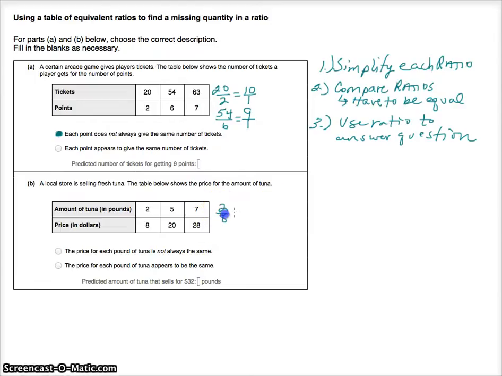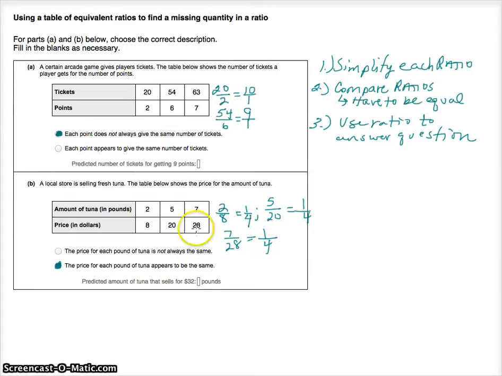So let's keep it the same. We'll do 2 over 8. Well, that equals 1 over 4. The next one is 5 over 20. That also equals 1 over 4. So far our ratios are the same. Let's check 7 over 28. Again, that equals 1 over 4. So our ratios appear to all be the same. The price for each pound of tuna, so 1 pound of tuna costs $4, appears to be the same.